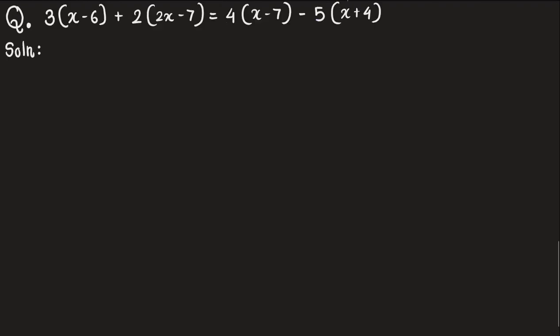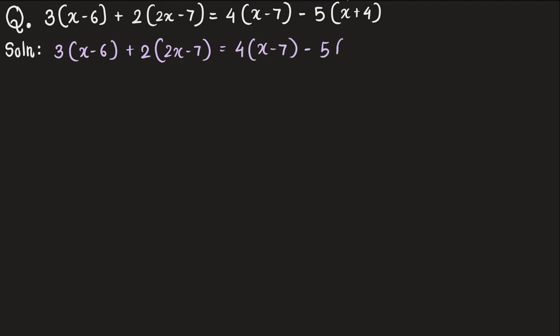Easy. So our next question is 3 into x minus 6 plus 2 into 2x minus 7 is equal to 4 into x minus 7 minus 5 into x plus 4. So this is a simple looking equation, or not, I don't know, but let us solve. So first we will write our equation again. 3 into x minus 6 plus 2 into 2x minus 7 is equal to 4 into x minus 7 minus 5 into x plus 4.